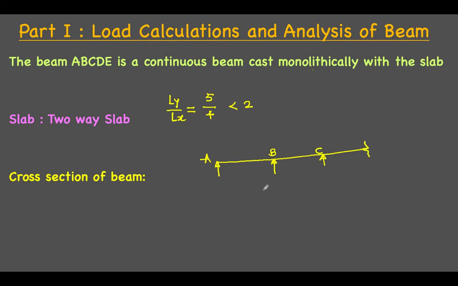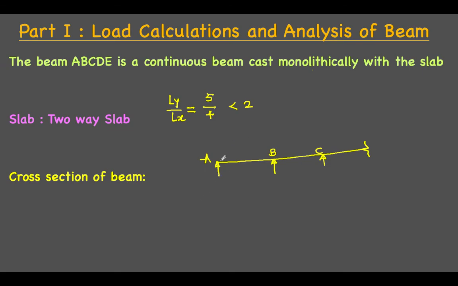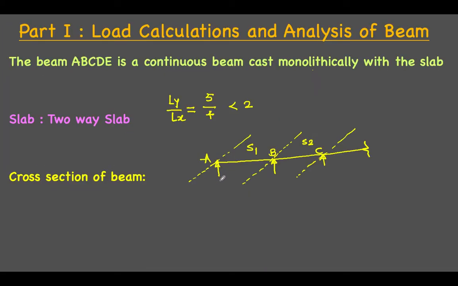Fine. Now what are we having? We can see, when I consider AB, we are having S1 and S8 over here, and for BC we are having S2 and S7. S1 is there, so like this we are having a slab. Here it is S1, here it is S2, and here it is S8 and here it is S7.